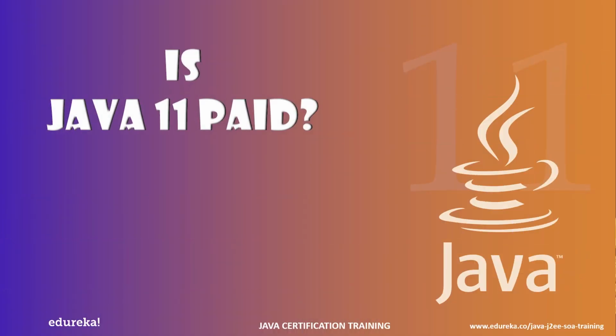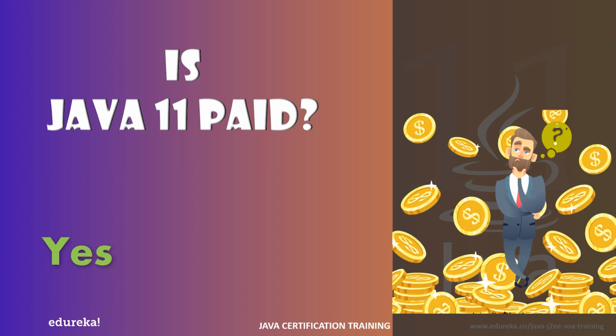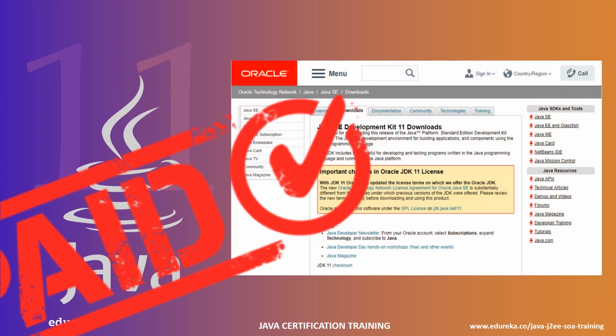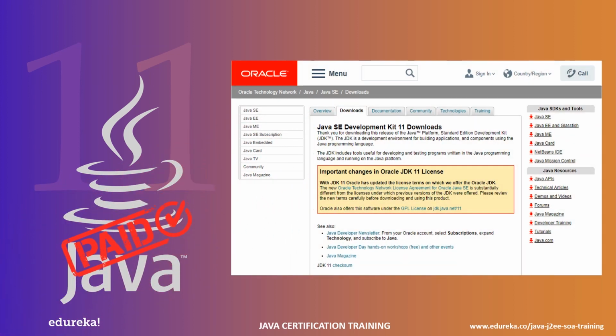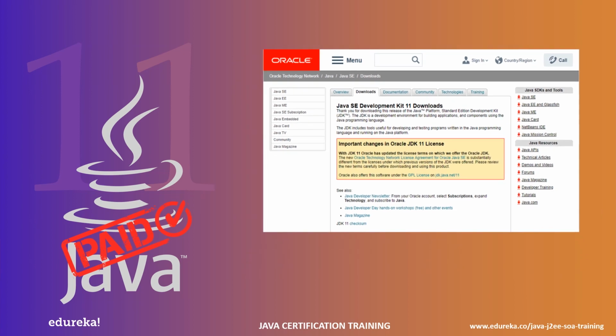So is Java 11 really paid? Well, the answer will be a yes and a no. Let's start with the yes. Well, Java is paid if you're using it for commercial use. When you go to Oracle's site to download Java 11, as always, it asks you to accept the license agreement. What we generally do is blindly accept the agreement and download and start using Java.